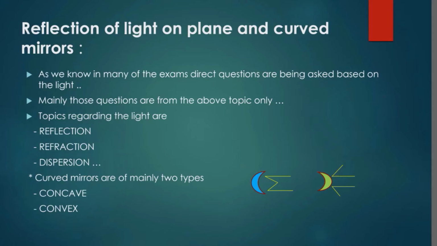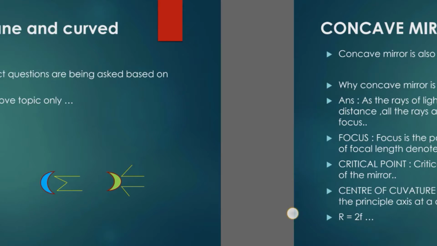Next, go to curved mirrors. Curved mirrors are mainly of two types: concave and convex. As shown in the picture, the first one is the concave, where the rays from an infinite distance are converged to one point, and in the next diagram, all the rays from an infinite distance are diverged. This is called a convex. Okay, let's go to the next slide.